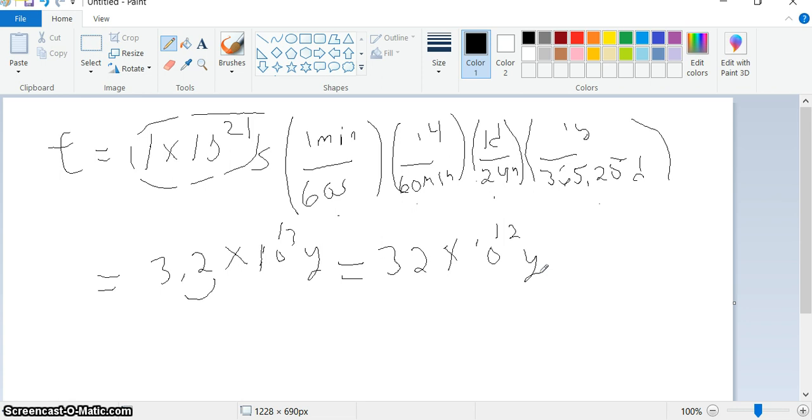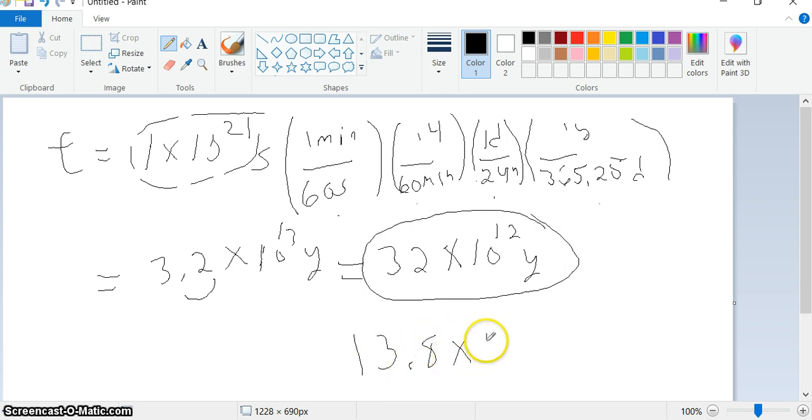So, this time is enormous. The universe is not that old. It's not even close to being that old, right? The universe, as we'll find out later in the semester, is about 13.8 billion, right? So the age of the universe is 13.8 billion, meaning times 10 to the 9th years, right?